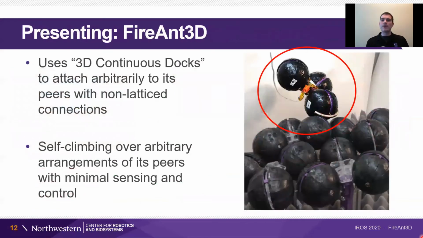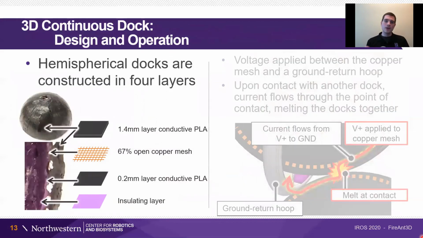And that brings us to FireAnt3D. FireAnt3D uses its 3D continuous docks to attach arbitrarily to its peers using non-latticed connections. It uses these connections to climb over arbitrary arrangements of its peers, using minimal sensing and control. The key component of FireAnt3D are its continuous docks. These docks take the form of hemispheres and consist of 4 layers. The top 2 are the most important. You have a 1.4mm thick layer of conductive plastic at the surface, and right below that you have a copper mesh.